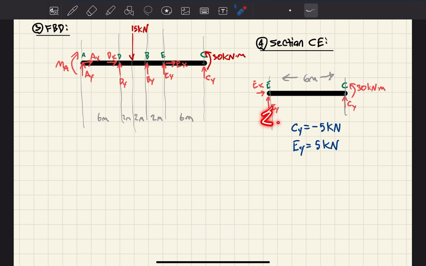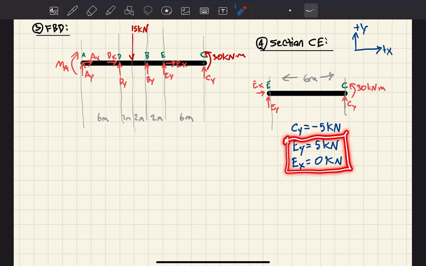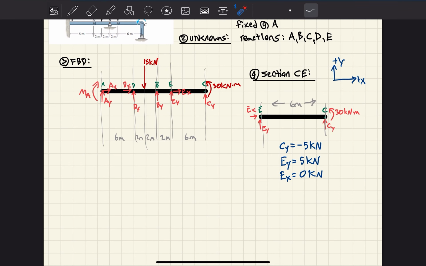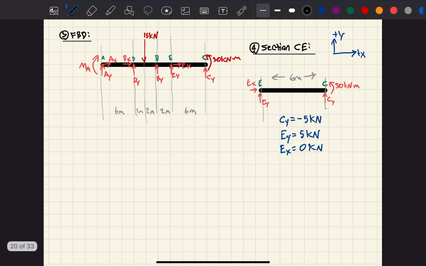Sum of forces in the x direction: EX is the only force there, and I keep forgetting this, I apologize, but our coordinate system is like this. From that summation of forces in the x direction, you get that EX is also equal to 0. Perfect. That is your answer for EY and EX, your reactions at point E, and this is your answer for your reactions at point C. We have, not half the answers, but we're getting there. We can move on to the next section now.